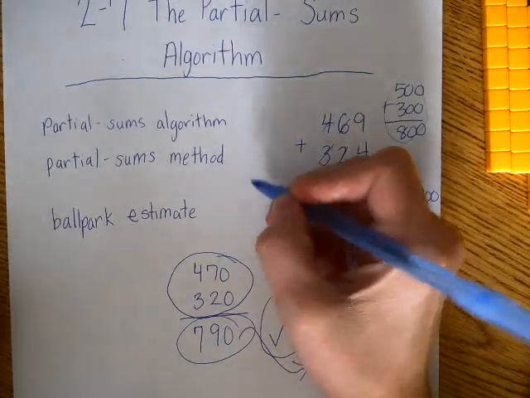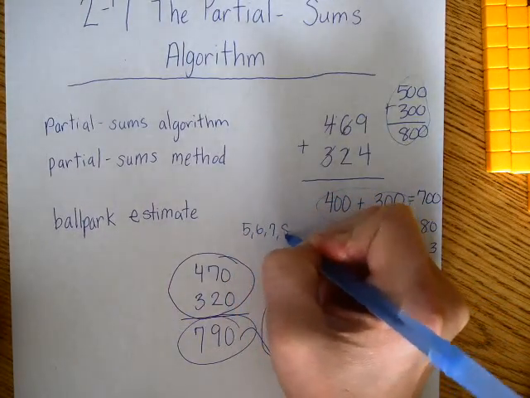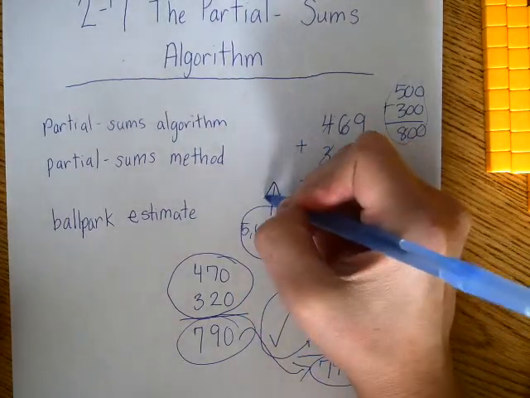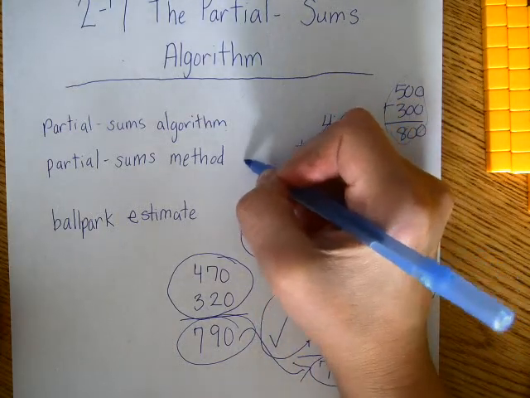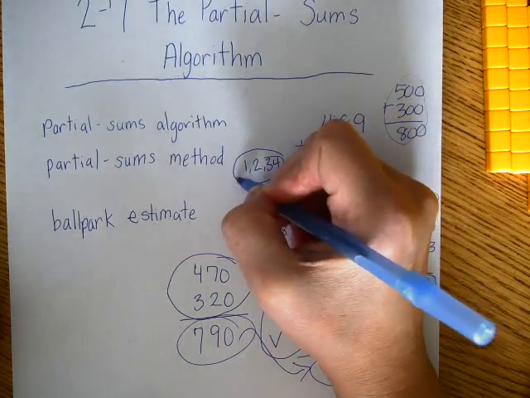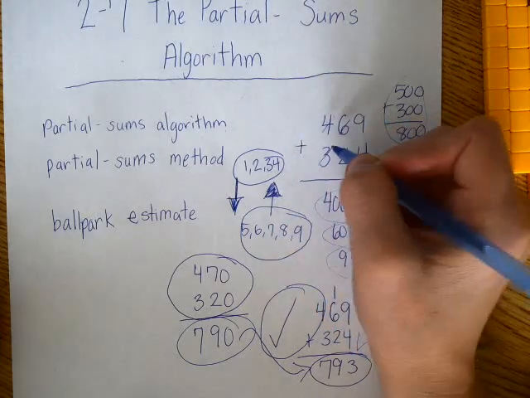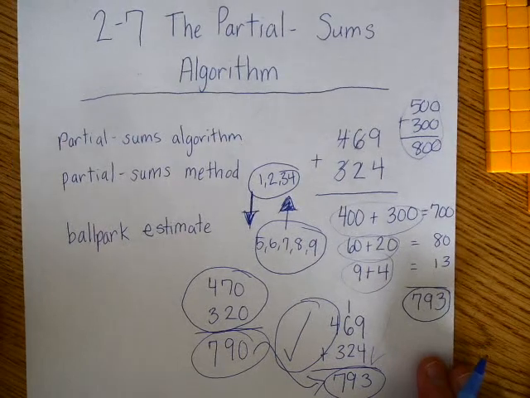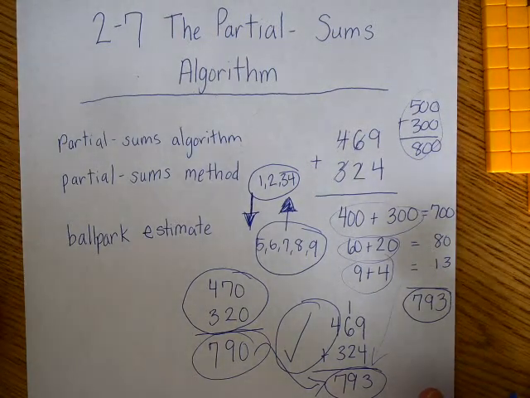Okay, the general rule in math is if it ends in 5, 6, 7, 8, or 9, we round up. We estimate up. If it ends in a 1, 2, 3, or 4, we round down. Okay, we estimate down. So that's just kind of a rule of thumb that we still go by. All right, so this is lesson 2.7, the partial sums algorithm for grade 3 Everyday Math.